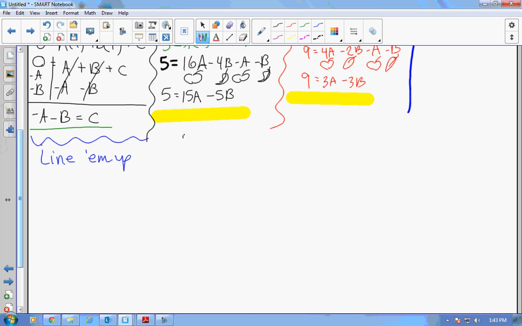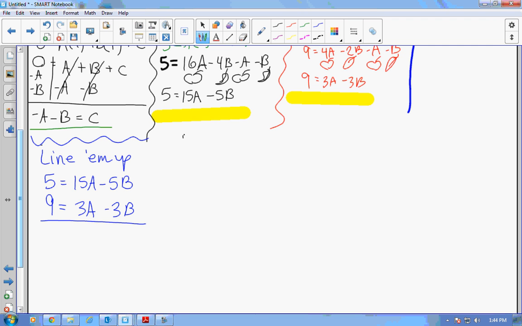Those 2 I have underlined in yellow. 5 equals 15A minus 5B. And I line up my like terms. My constant equals my A minus my B. Those are the 2 equations I got that are underlined in yellow. So, if you're writing down steps, which you should be, step 5 was line them up.